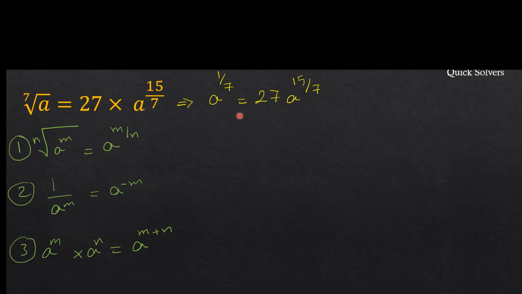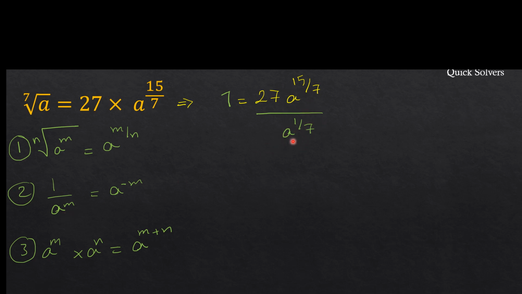Now I divide each side of the equality sign by a to the power of 1 over 7. Here we have a to the power of 1 over 7 divided by a to the power of 1 over 7, and on the right hand side we have 27 times a to the power of 15 over 7 divided by a to the power of 1 over 7. This cancels out, so what is left is 1, and here I can apply the second rule.